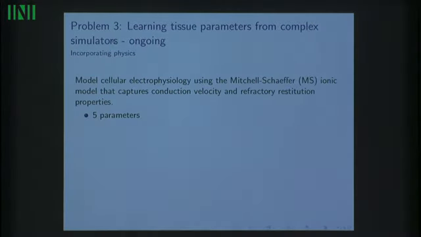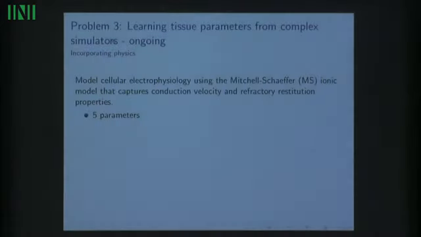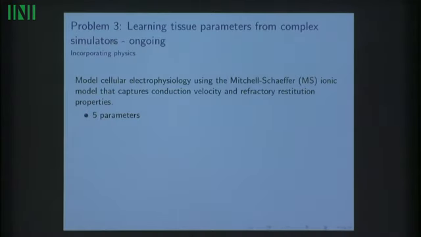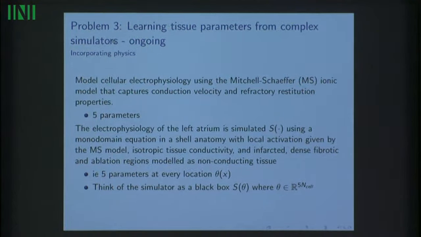So the final problem I thought I'd touch on is where we go next. How can we go about learning tissue parameters for the complex simulation? We've got a cellular model, which is a Mitchell-Schaefer model, and it has 5 parameters, and this is the model for a single cell. We've then got a larger electrophysiology model of the entire atrium, which is this monodomain equation with local activation given by this simpler model at each location.